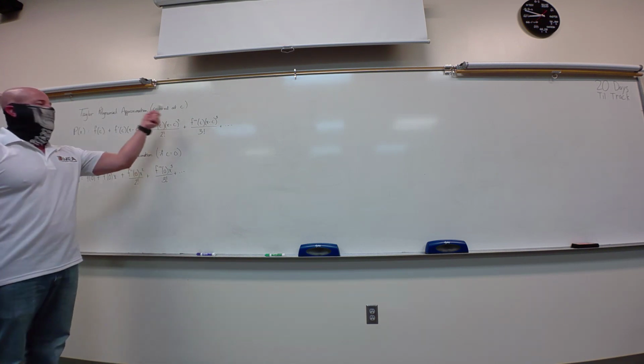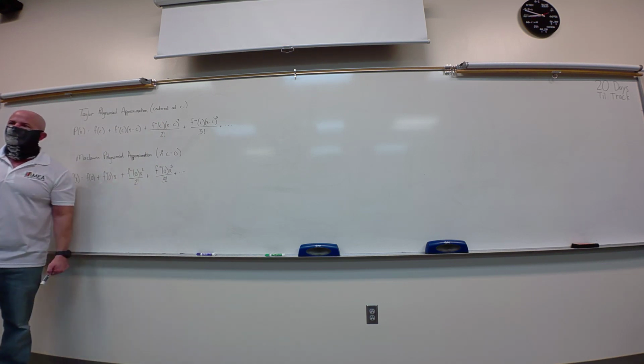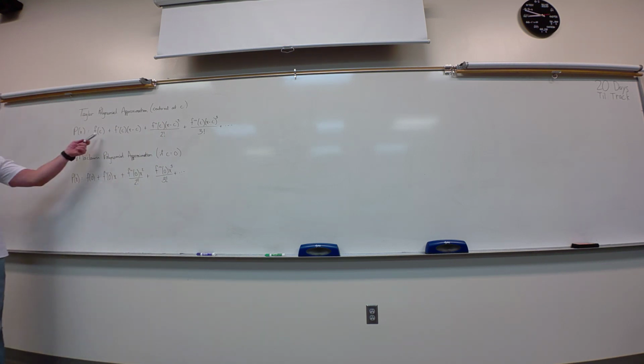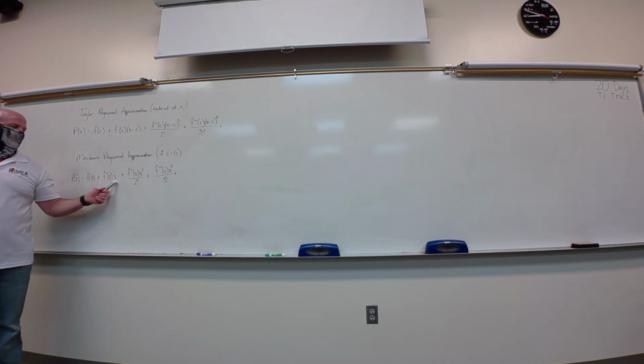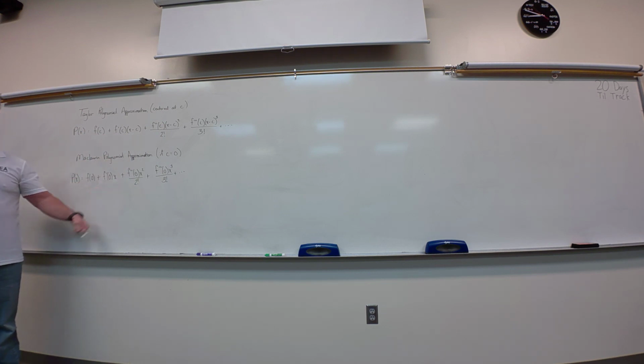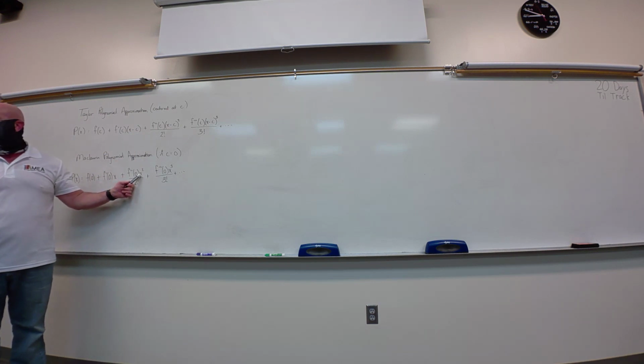In comes Maclaurin. Says, well, you didn't define it at 0. It's the same polynomial. C just became 0. Instead of x minus c, x minus 0 is x. x minus c is just x because c is 0.